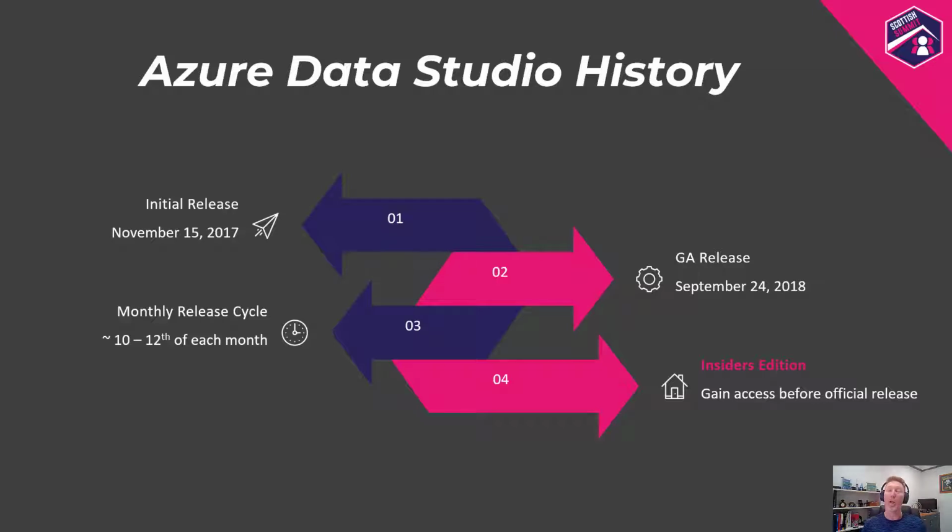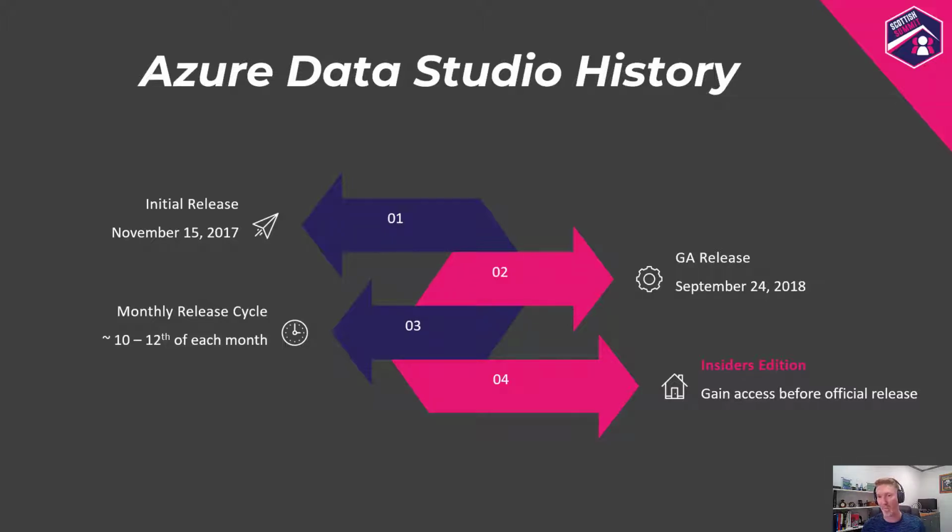Now, I did mention that this all changed with the release of SQL Server 2017. And so as you can see here, we got our initial release of Azure Data Studio on November 15, 2017. On September 24, 2018, we got the GA release. So there was plenty of time where it was available to people to test and use and provide feedback. To assist with that, there was a monthly release cycle, and that monthly release cycle is still happening. And that normally happens around the 10th or the 12th of each month, depending on where the date fits on the weekday.